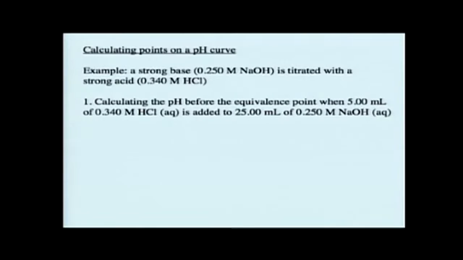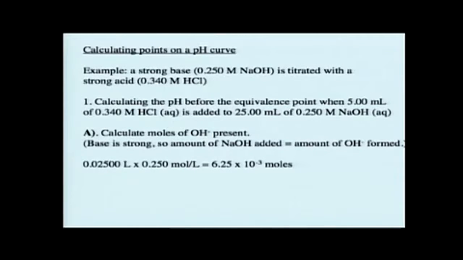Well, let's just calculate the pH at 5 mL. I don't know whether it's the equivalence point, actually. 5 mL of this have been added to the amount of base. So we have 25 mL of our strong base at 0.15 molar concentration, and we're adding 5 mL of our 0.34 molar acid.